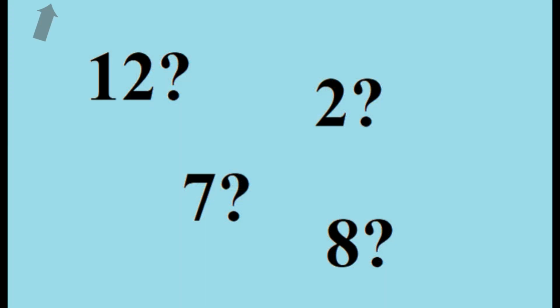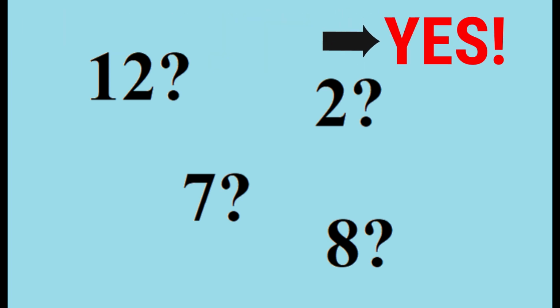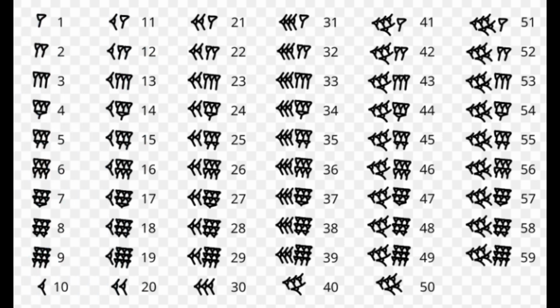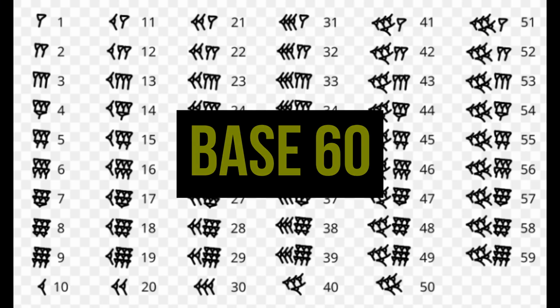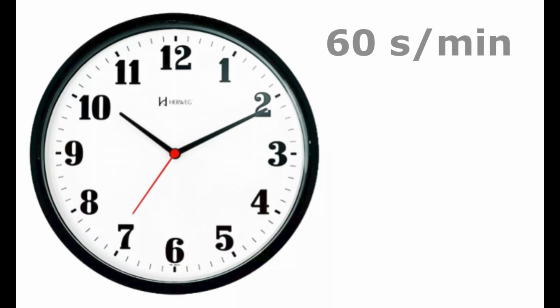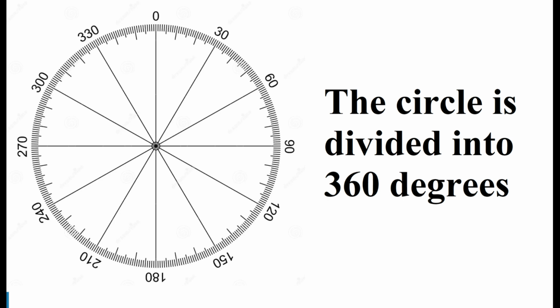But here's an intriguing question. Are there systems that do not use base 10? The answer is a resounding yes. Many such systems exist. Consider these examples. The Babylonians, for instance, used base 60. We can still see the influence of their system in modern life. Our clocks measure time in 60 seconds per minute and 60 minutes per hour, and circles are divided into 360 degrees.